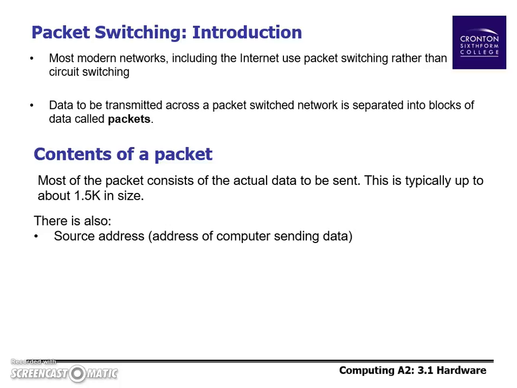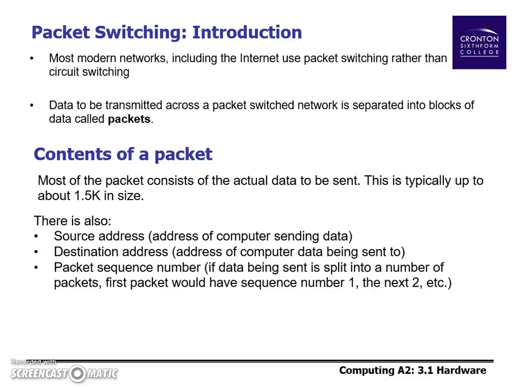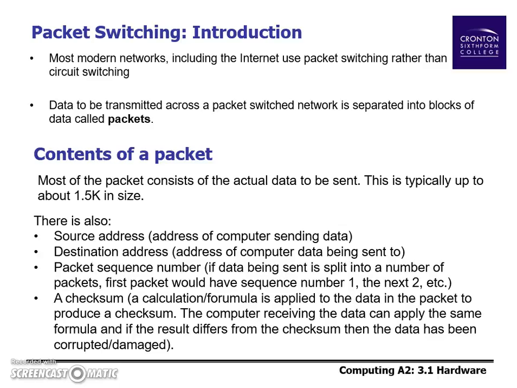There is also the source address, so the address of the computer sending the data, the destination address, so the address of the computer where the data is being sent to, the packet sequence number, so if the data is being split into multiple packets, the first packet would have a sequence number of 1, then 2, then 3, and so on. And a checksum.